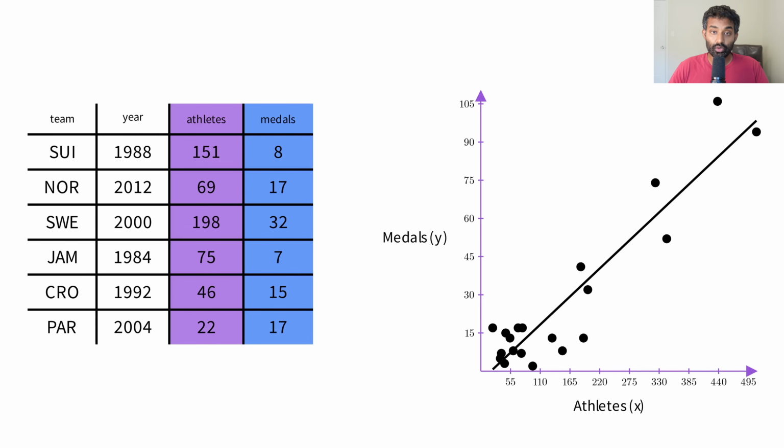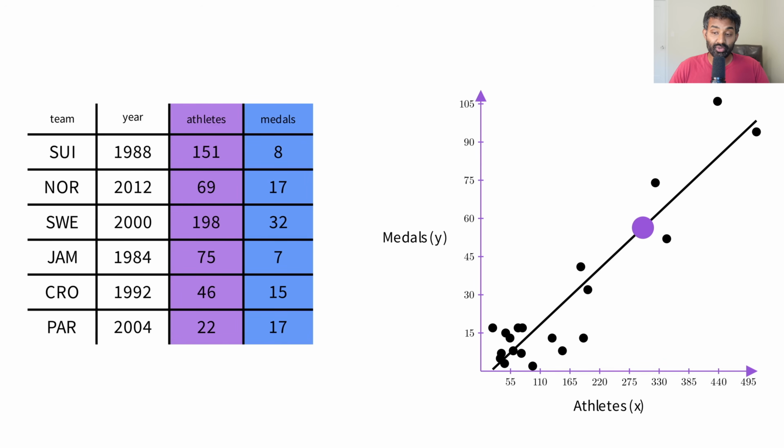Then what we can do is draw something called a regression line. And this line indicates the relationship between the number of athletes and the number of medals. And as you can see, the line approximates the shape of our data. You can see that in our data, as the number of athletes goes up, the number of medals also goes up. And the line shows that relationship. And what we can use this line to do is make predictions.